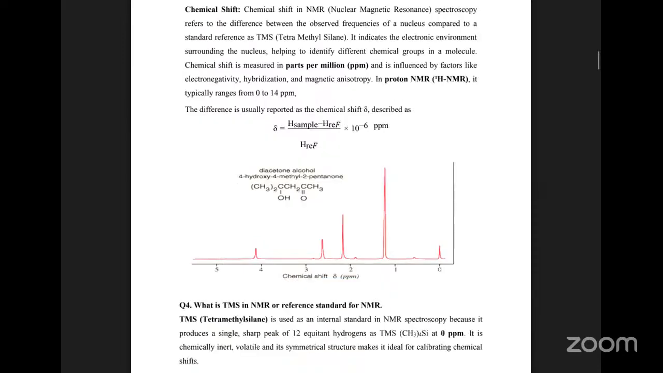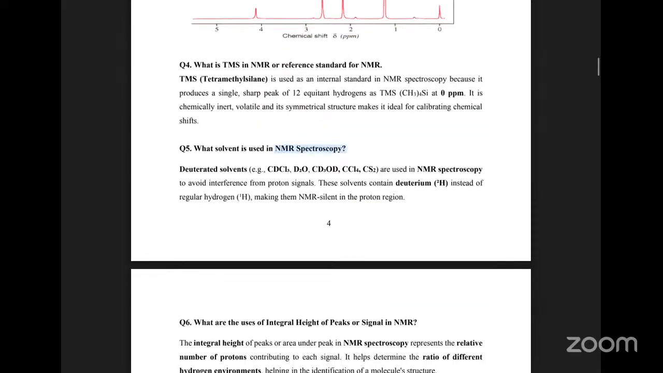Let's move on to the next question. This is an interesting one, but very simple. What is TMS? Just now we have spoken about TMS in terms of this example. What is TMS?